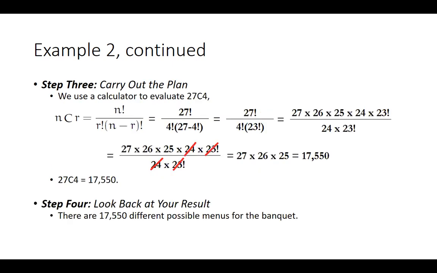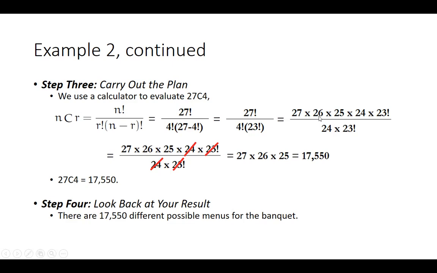So we use a calculator to evaluate 27 combination 4, or 27 choose 4, or 27C4, however you want to say that. The nCr formula is n factorial over r factorial times n minus r factorial. n here is 27. r here is 4. So 27 factorial over 4 factorial times 27 minus 4 factorial, which would be 27 factorial over 4 factorial times 23 factorial.